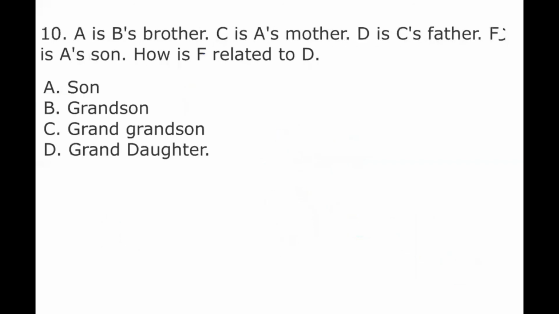Now, question number 10. A is B's brother. So there is A and B is sibling. A bears positive sign. C is A's mother. So C must be the mother of A and B. C will bear negative sign. Now D is C's father. There is D here who bears positive sign. Now F is A's son. Here is F who is A's son.